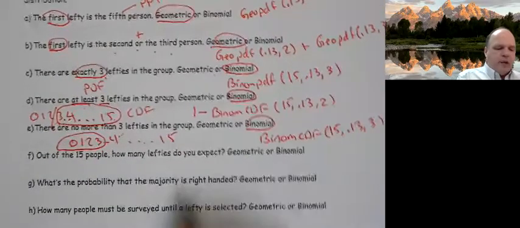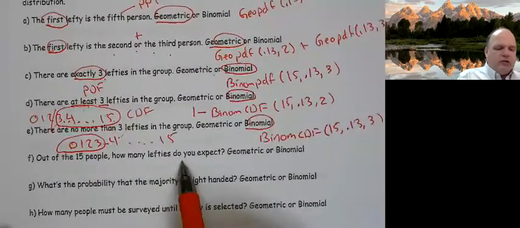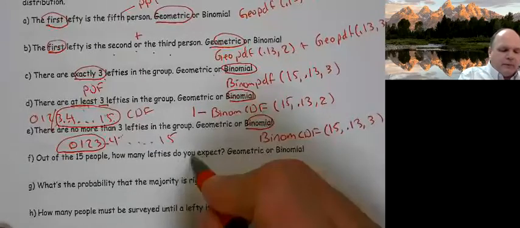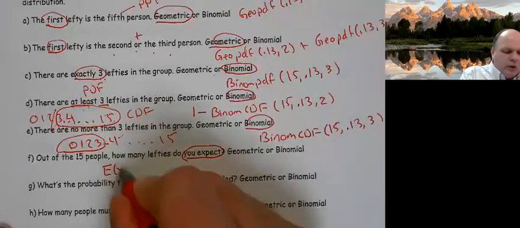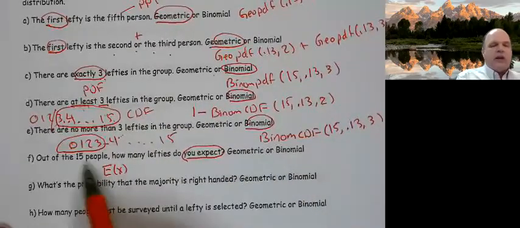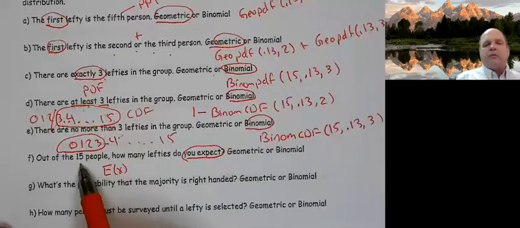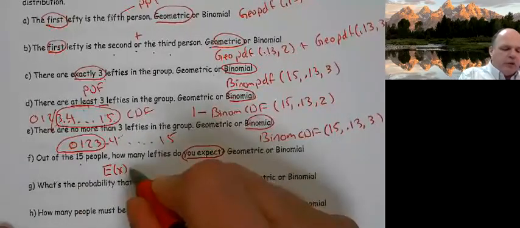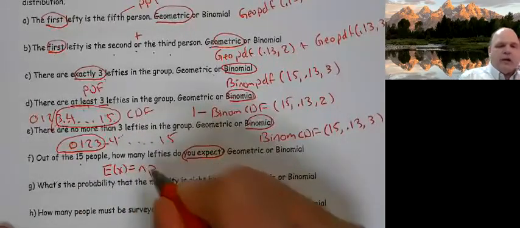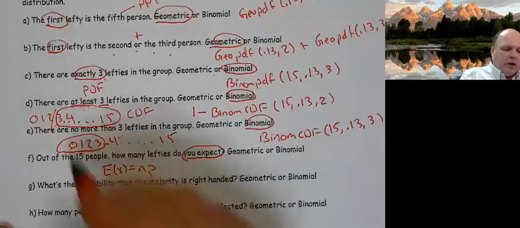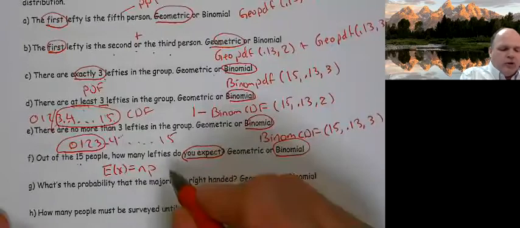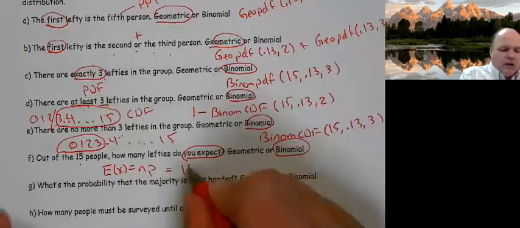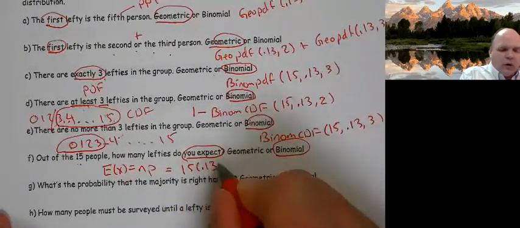Out of 15 people, how many lefties do you expect? All right, we have an expected value. That's a keyword that lets me know I'm working with expected. And we're taking it out of a specific number of trials. Because I have a specific number of trials, I'm going to use the binomial. So this is a binomial for expected values, np, which is going to be 15 times 0.13.